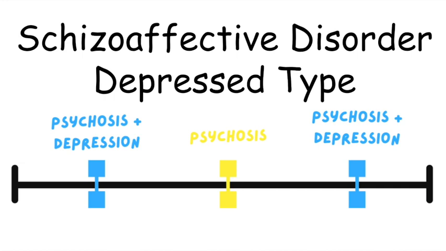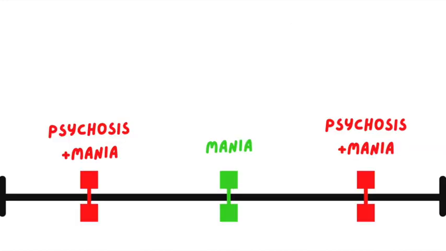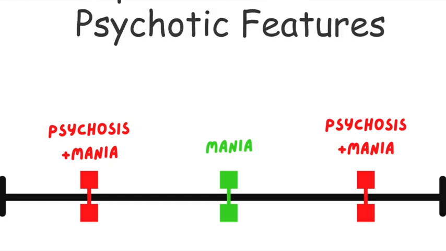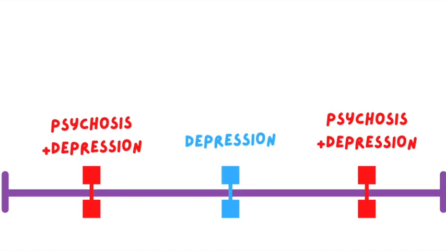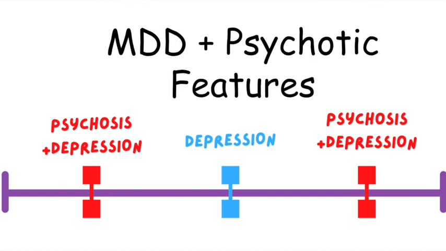In this patient, their baseline is mania, as it is always present. However, psychosis is only present when there is mania. So this is bipolar disorder with psychotic features. In this patient, their baseline is depression, as it is always present. However, psychosis only occurs when there is depression. So this is major depressive disorder with psychotic features.